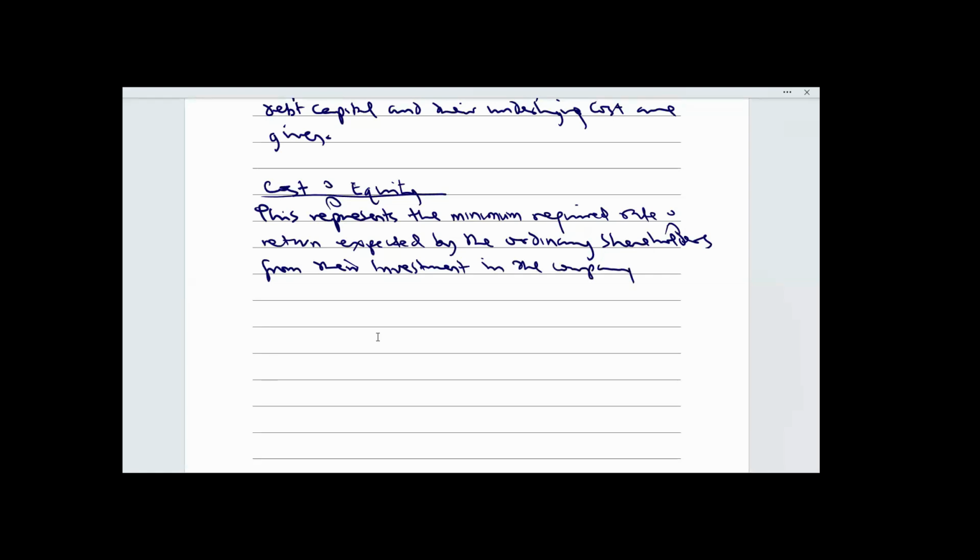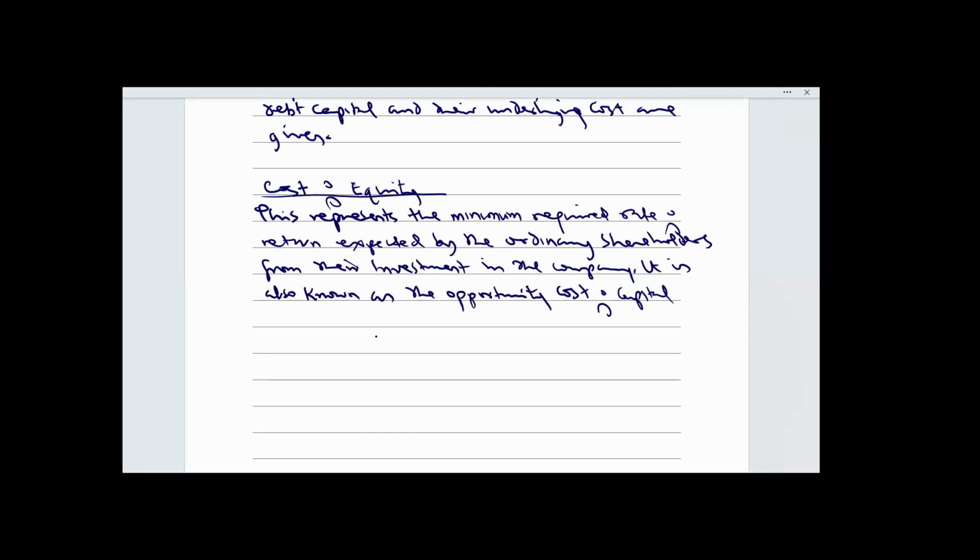Okay, so the dividend the company paid to the ordinary shareholders is a return on their investment. It is also known as the opportunity cost of capital.